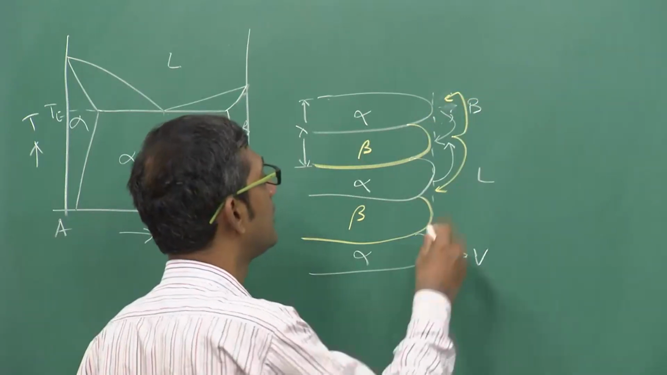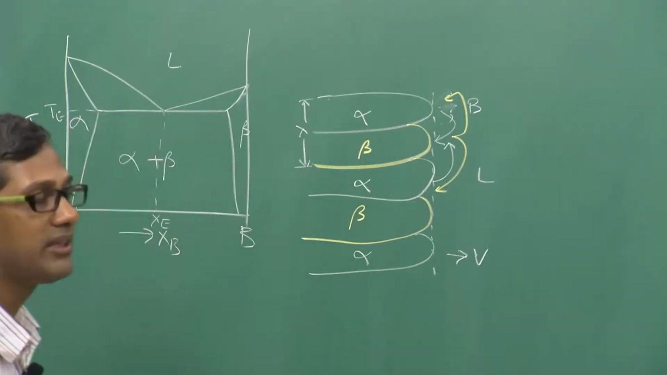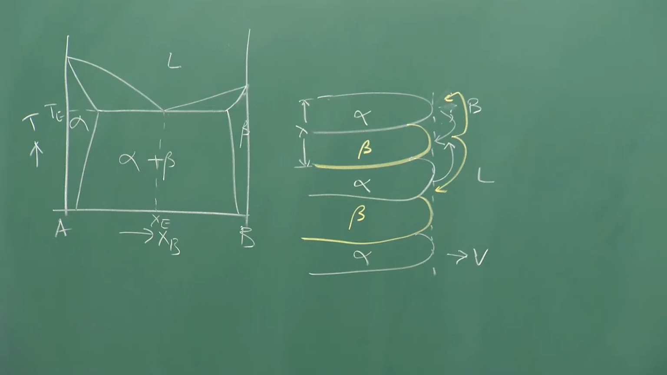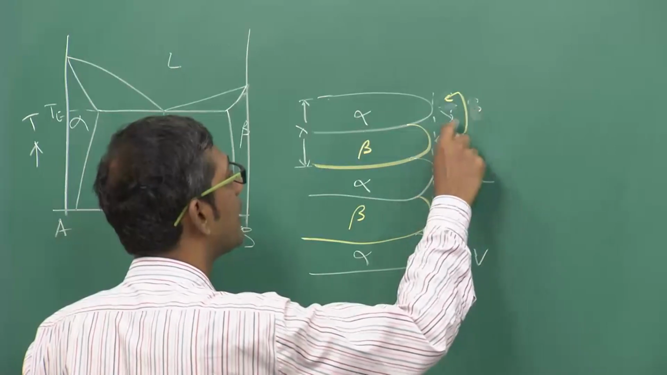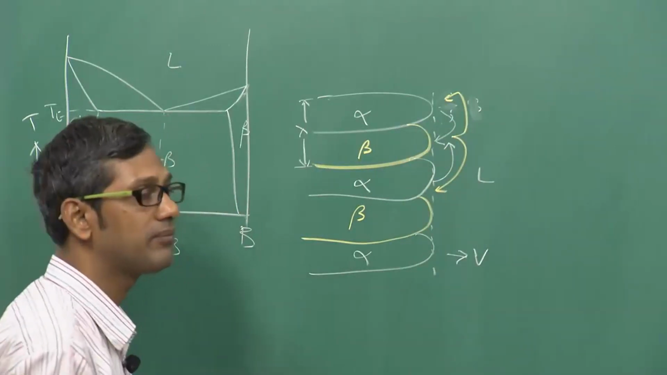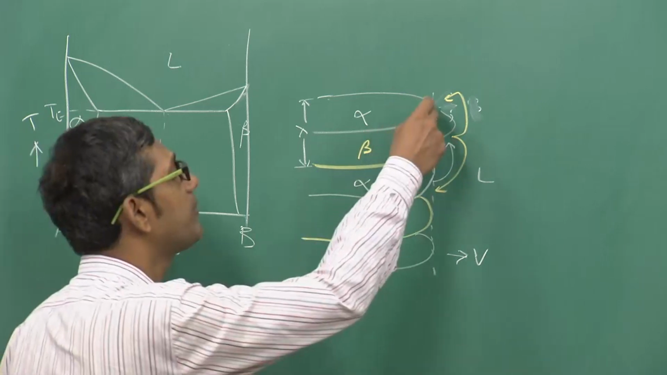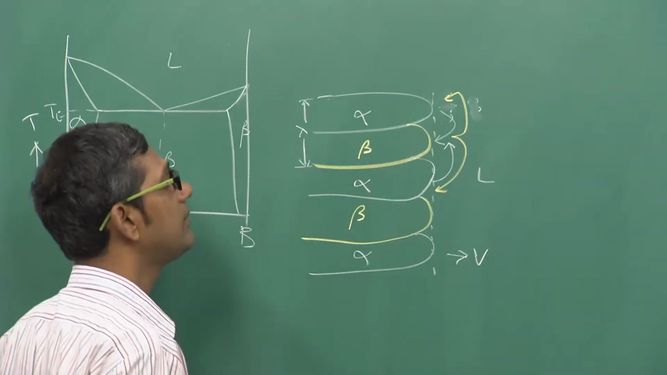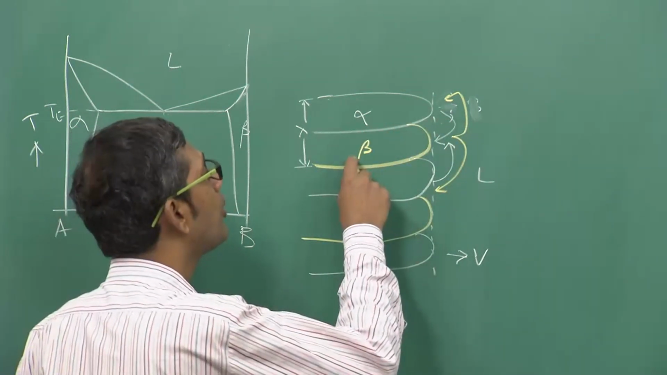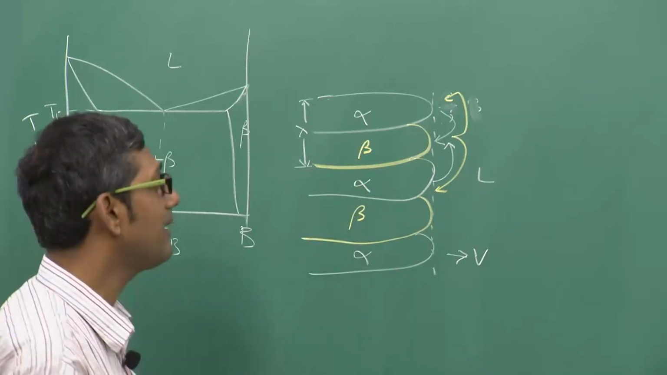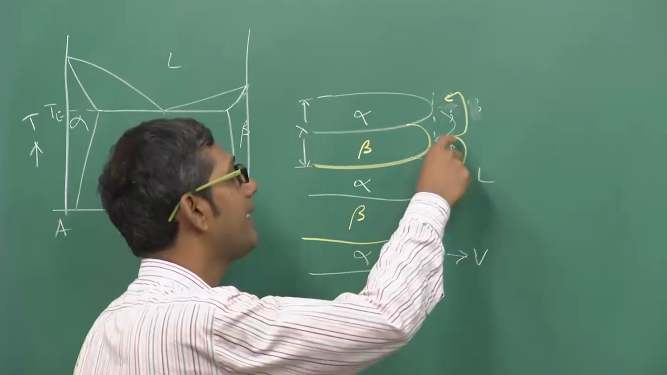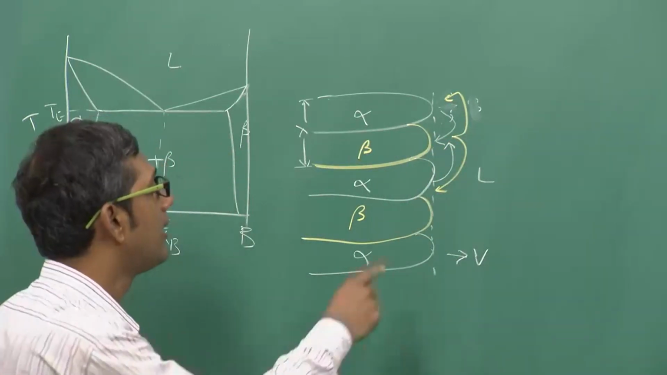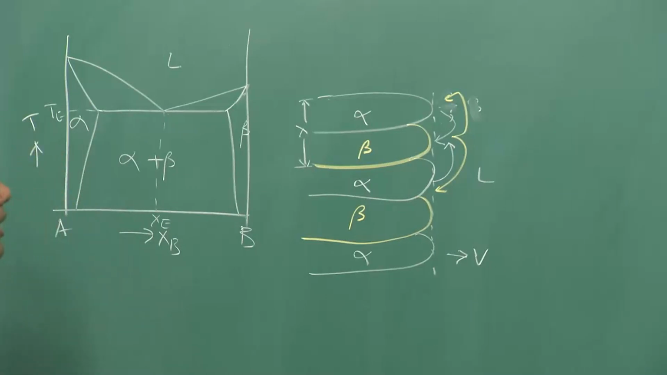By using these color arrows, I clearly show you that the growth of alpha requires rejection of B. So B will be transported from the front or the tip of the alpha to the beta region, and similarly growth of beta requires rejection of A, or basically the A has to be rejected into the liquid, and that A can be transported to the alpha and then used for the growth of alpha. So this is a diffusional process.